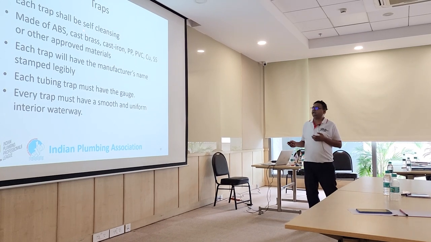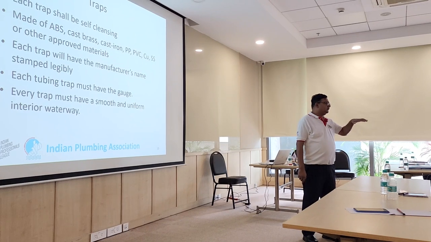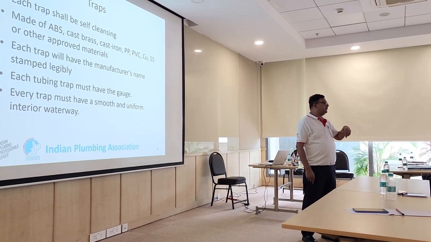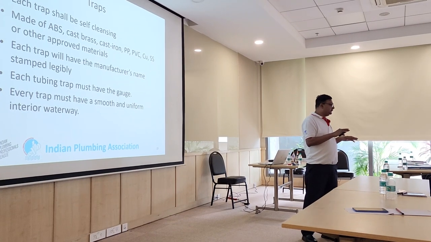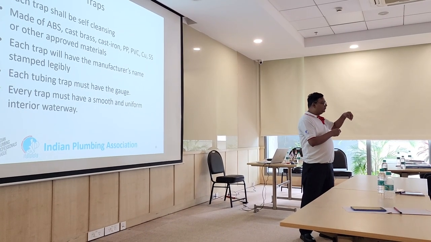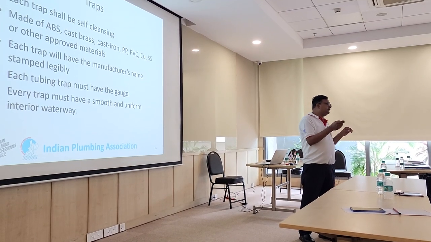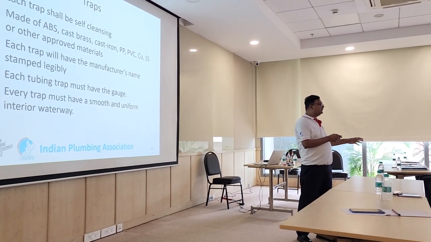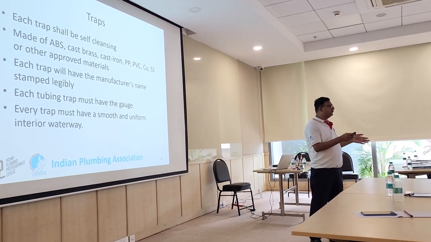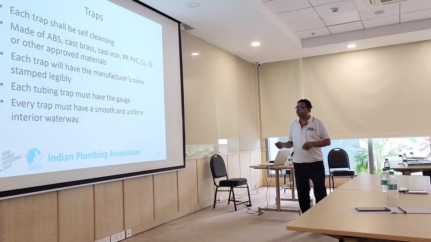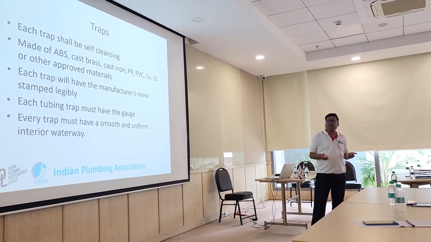Traps. Each trap shall be self-cleansing. So trap construction should be such that it is self-cleansing. It is a simple way to design it. They allow the water to get inside any fixture and see whether it is getting cleaned or not. There is a hydrological design and a practical test conducted, and based on that they design the trap. What could be the MOC, material of construction, for the trap?